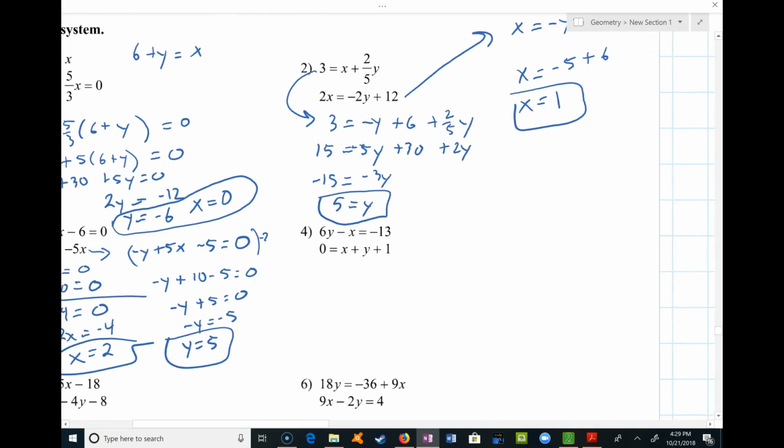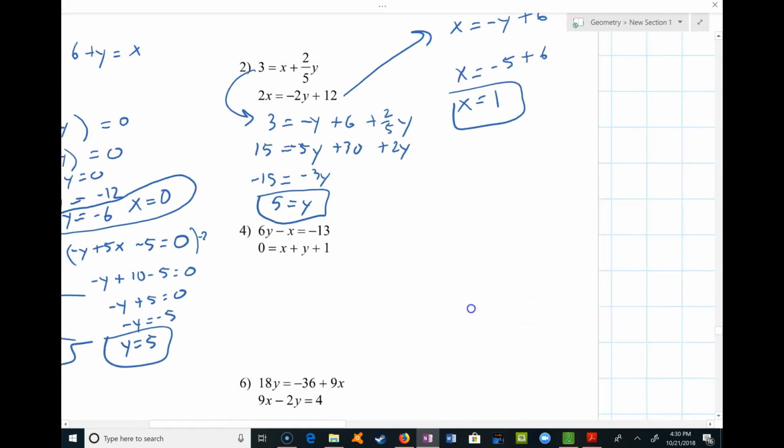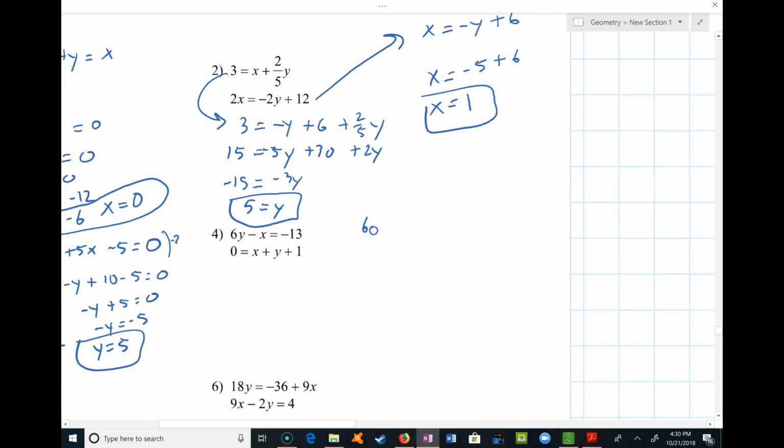Moving right along here. Once again, we could move the 13 over and line these up. So I would have 6y minus x plus 13 equals 0. And then this, I would have y plus x plus 1 equals 0. So I'm just getting them all lined up.